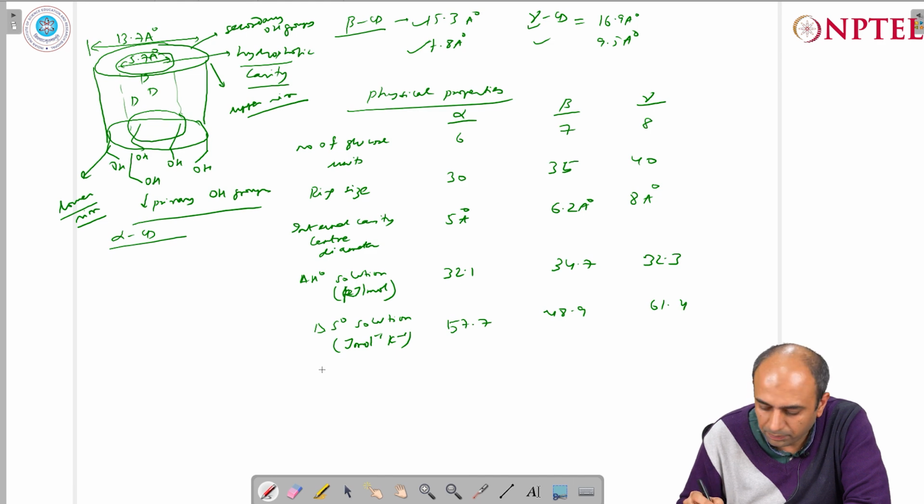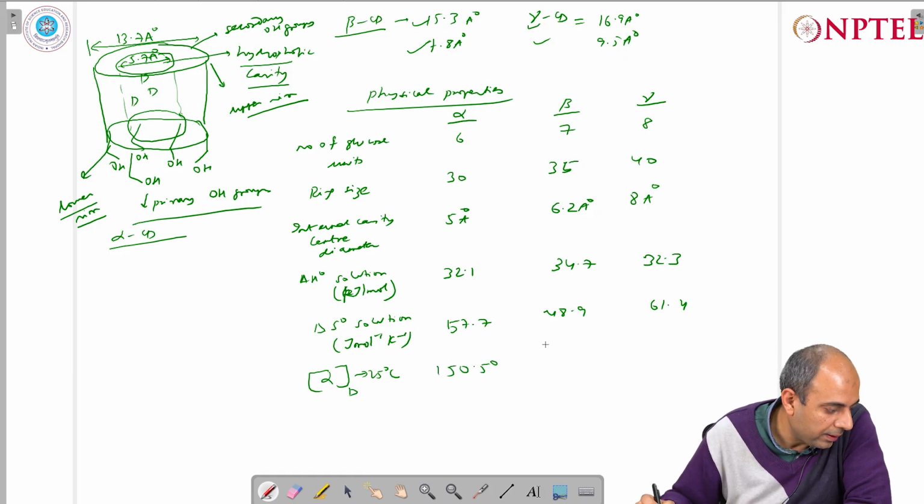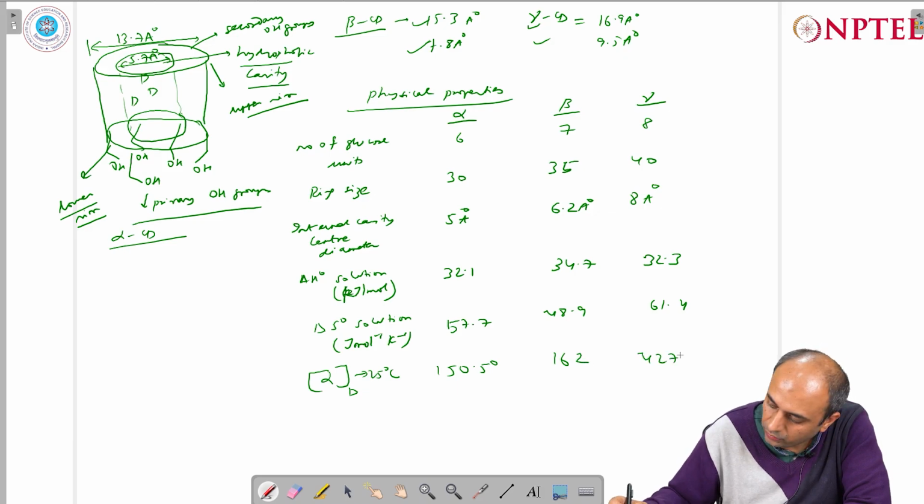Cyclodextrins are actually chiral compounds, and therefore the optical rotation values at 25 degree centigrade are 150.5 degree, 162 and 427.